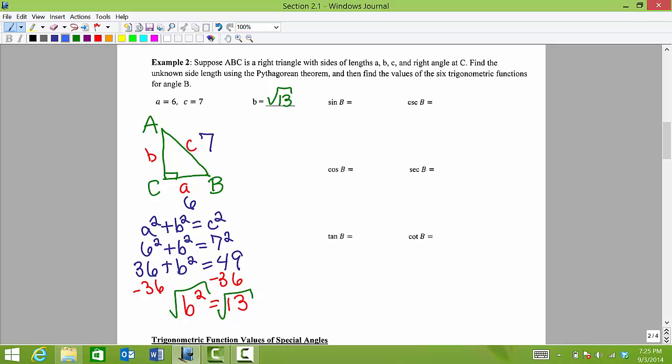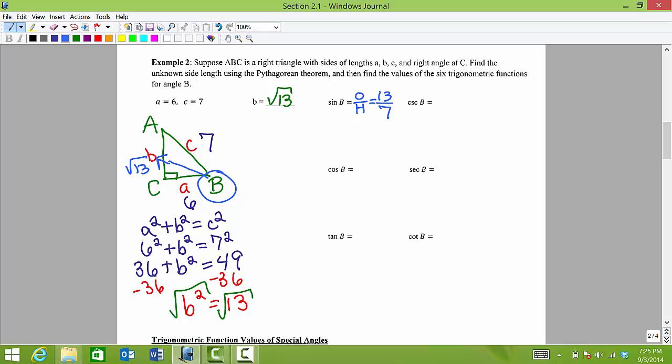Now we know our sides of our right triangle, and we want to form the sine, cosine, tangent, and the reciprocal functions. We want to form those function values from the perspective of angle B. So sine of angle B, we need to find the opposite over the hypotenuse, and the side that is opposite of angle B, since we're working from the perspective of angle B, we found that to be the square root of 13. So that would be the square root of 13 divided by the hypotenuse, which is 7.